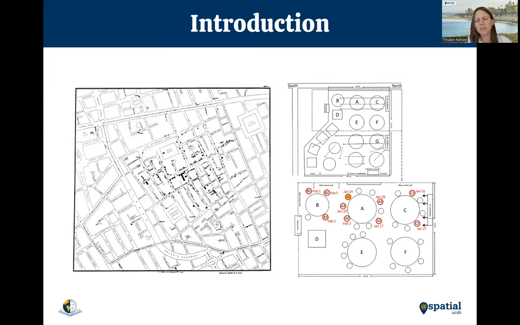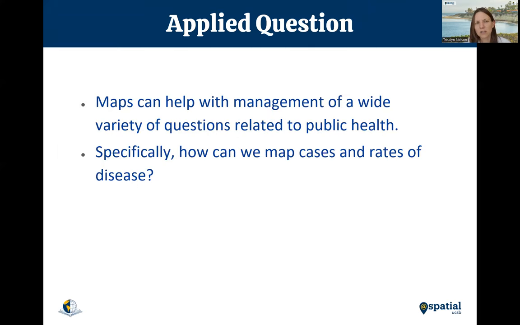So first of all, we talked a lot about how GIS can be helpful for understanding epidemics and pandemics. And we looked at two examples, the John Snow example of cholera in 1854, and also the COVID example, where we saw GIS or mapping being really helpful for understanding both the spread and then also the public health response. So the applied question that you looked at was generally understanding that GIS is good for public health of diseases, but specifically, we were focused on how you can use spatial data and GIS to map cases of disease and also map rates of disease.